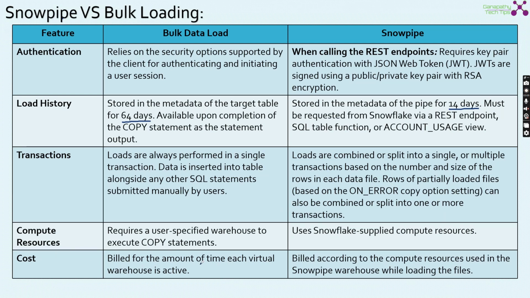Coming to the cost, bulk loading is billed based on the virtual warehouse. As you all know, a virtual warehouse is needed for bulk data loading, so the charging depends on the time and the number of files processed, based on the various factors which we already discussed. But when it comes to Snowpipe, it is billed according to the compute resources used by the Snowpipe while loading the files. Again, it is pretty straightforward. Snowflake manages the compute for you and will provide you the billing for Snowpipe. As simple as it is.